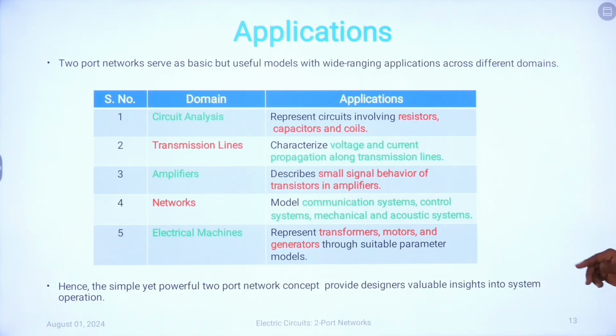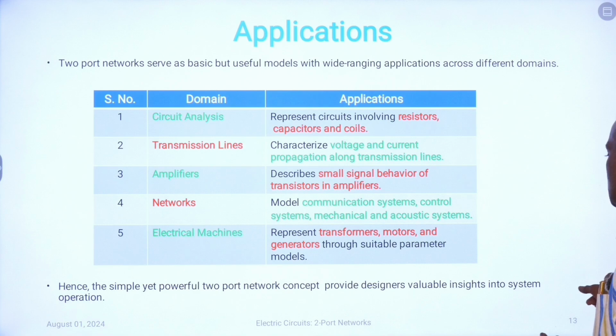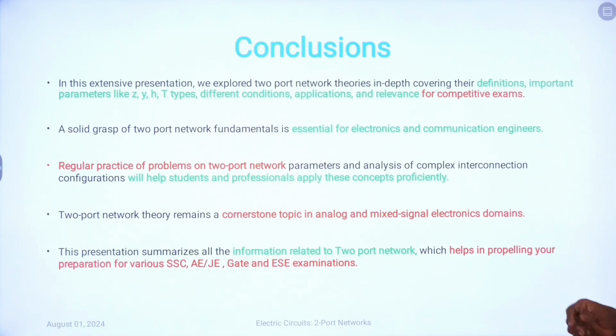Then in amplifiers, I'll be describing the small signal behavior of transistors and amplifiers. Then networks: in communication systems, control systems, mechanical and acoustic systems. Then electrical machines, very important, for representation of transformers, motors and generators. I'll be using this one. Fine, right? So what about the conclusions?